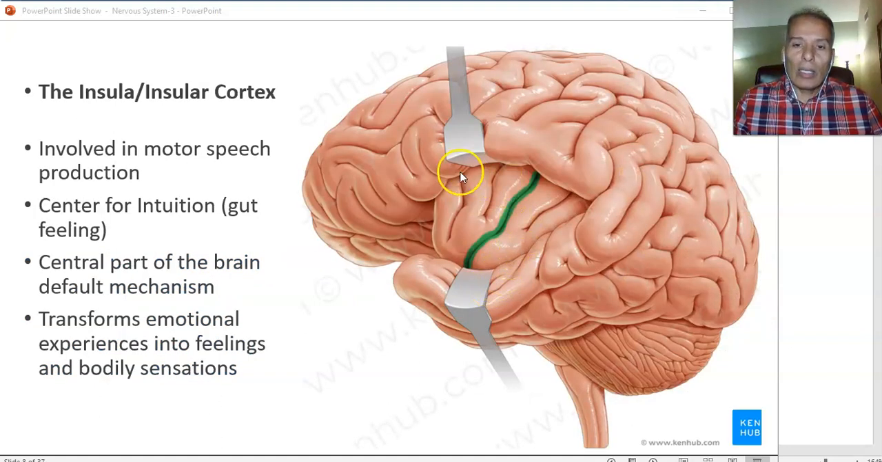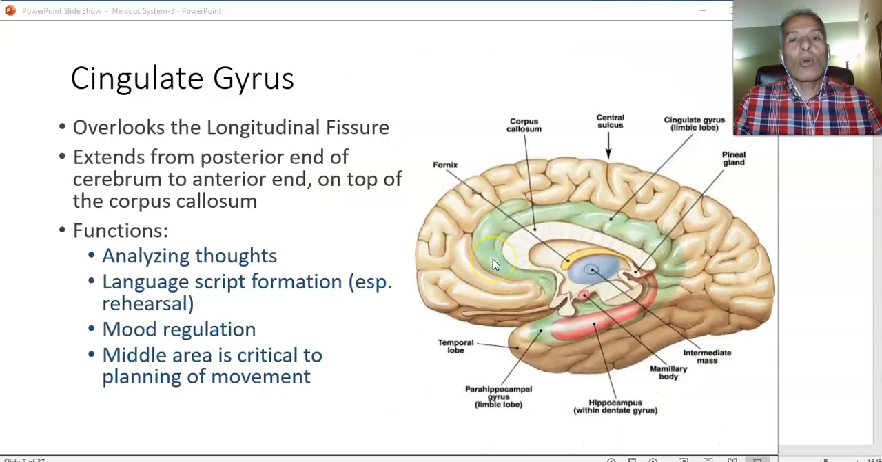Here, when you open the temporal fissure, pull it down and pull up the pieces of the frontal and parietal cortex, you find the hidden area underneath. That area is called the insula, or the insular cortex. So these are the 6 parts of the cerebral cortex.